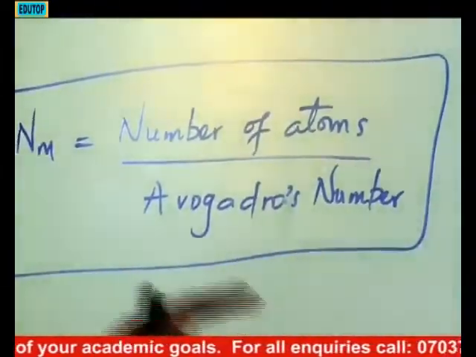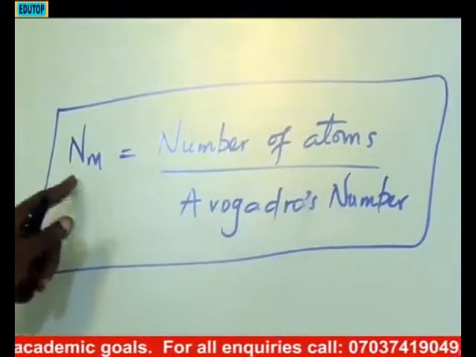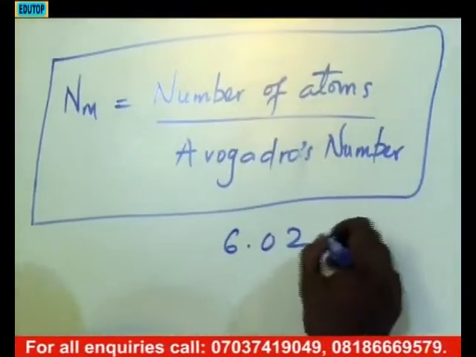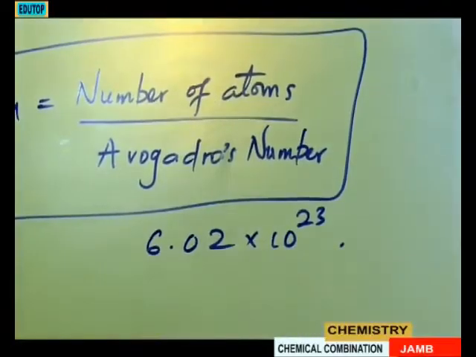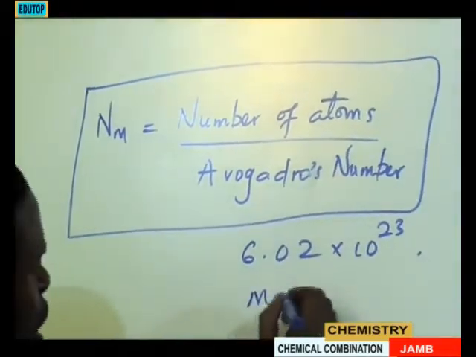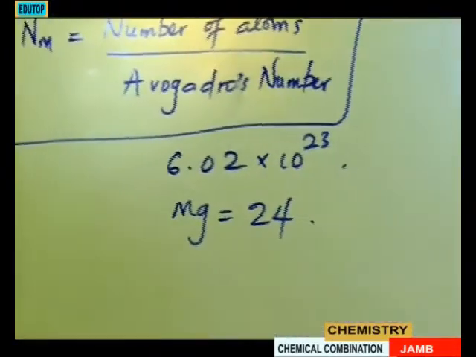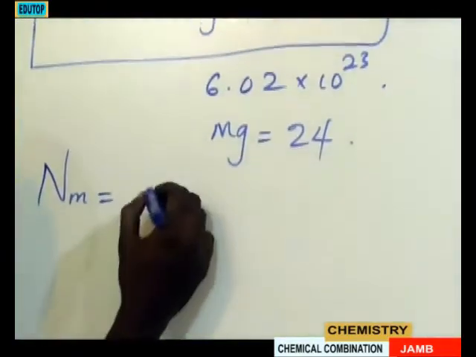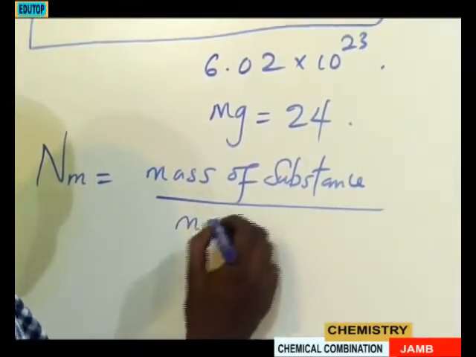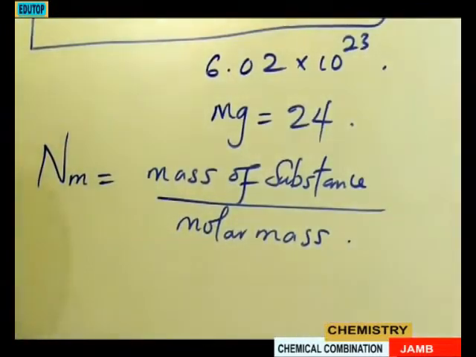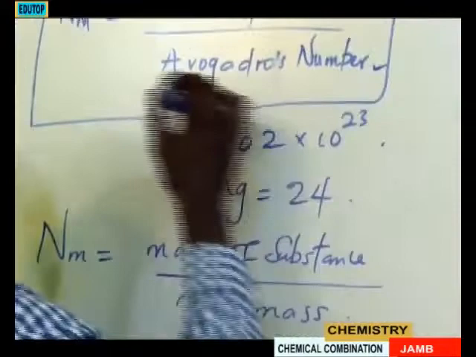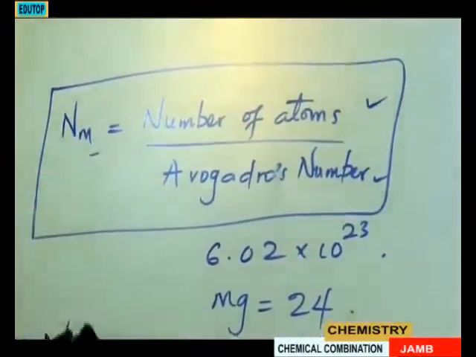The question is asking you for number of atoms. The only formula that will connect number of atoms is number of moles equals number of atoms over what? Avogadro's number, which is usually 6.02 times 10 to the power 23. It's a constant. Now, the question gave us the mass, and also the relative atomic mass of magnesium, which is 24. So another formula states that number of moles equals mass of substance over the molar mass. Why do you need to apply this one first? Because you are looking for this. You know this, but you don't know this, but you can get this from here.